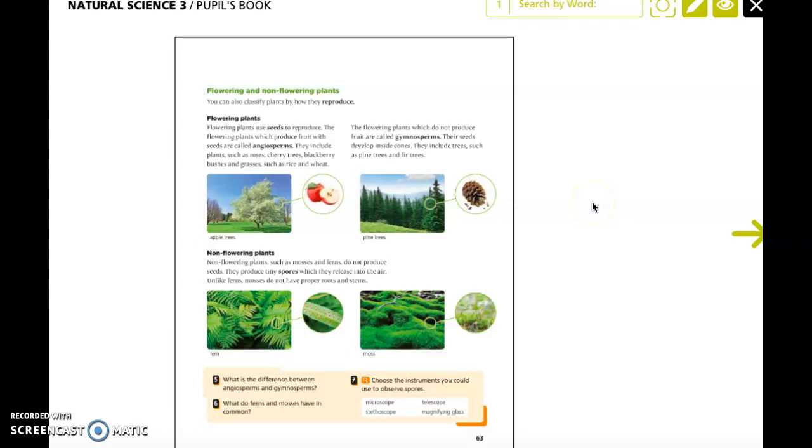Next, we have flowering and non-flowering plants. Flowering plants use seeds to reproduce, okay? The flowering plants which produce fruits with seeds are the angiosperms. These could be roses, cherry trees, blackberry bushes, grasses. We also have gymnosperms. Gymnosperms are the flowering plants which do not produce fruits. Their seeds develop inside cones. So these could be pine trees or fir trees, as we see in the picture here.